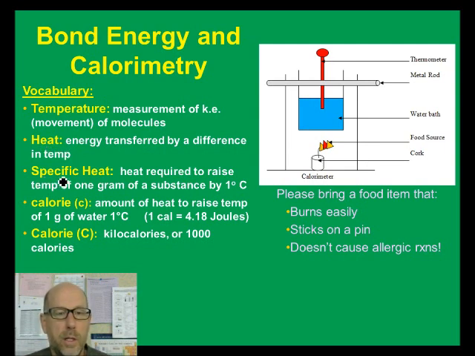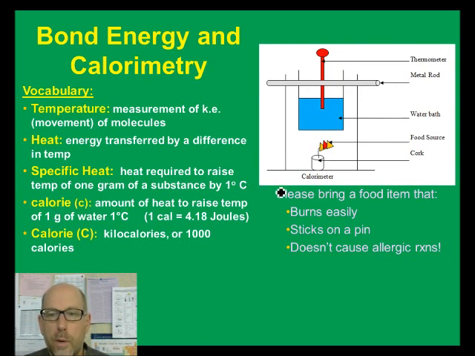Next vocabulary word is specific heat, and that's the heat required to raise the temperature of 1 gram of a substance by 1 degree Celsius. Some things heat up and cool down very quickly, and some things are pretty slow. The next term is calorie with a little c, and that's the amount of heat required to raise the temperature of 1 gram of water by 1 degree Celsius. And then calorie with a capital C. So this is what you'll find on your Doritos packages. And those are actually kilocalories, or 1,000 calories. And we're going to do a lab with this as well.